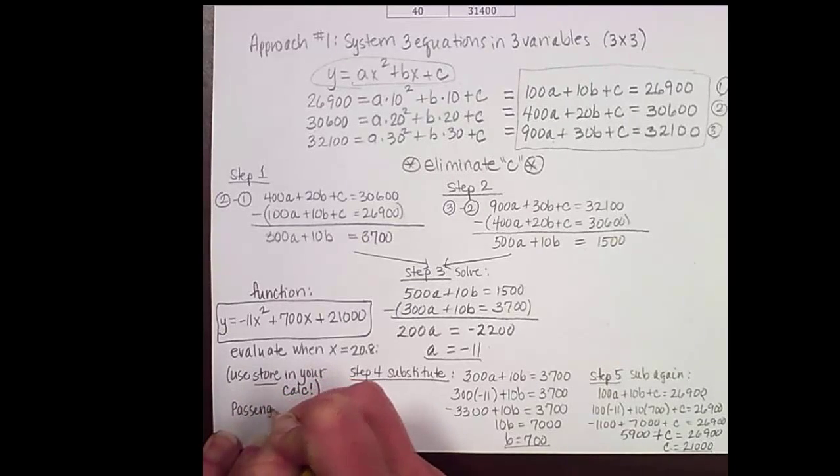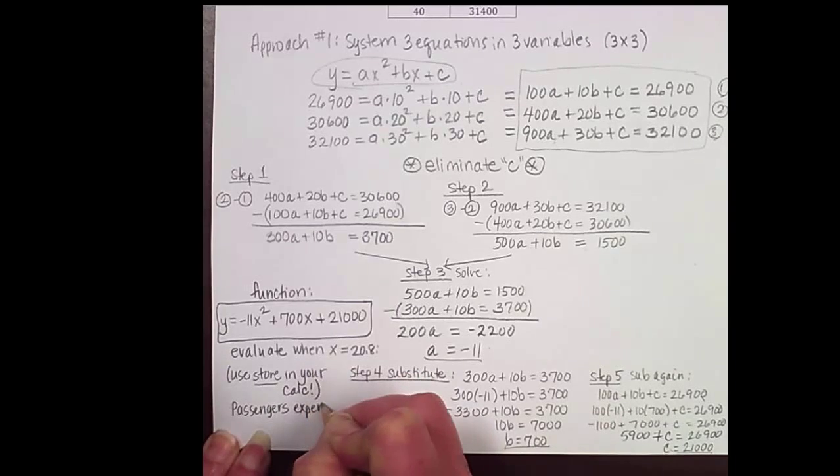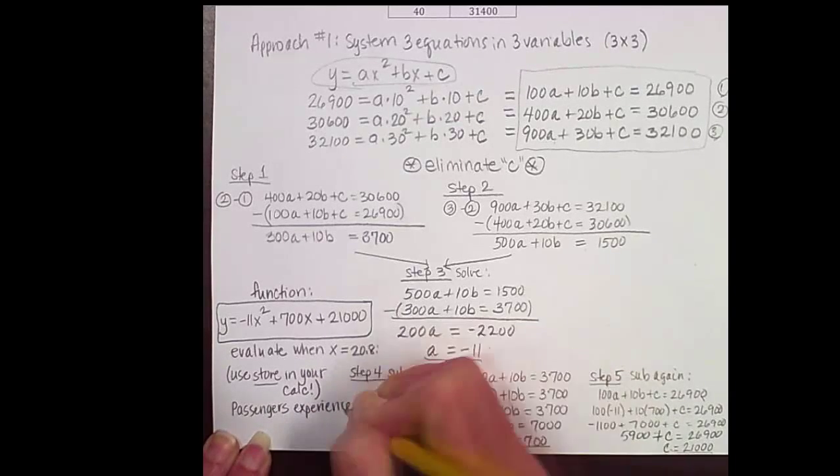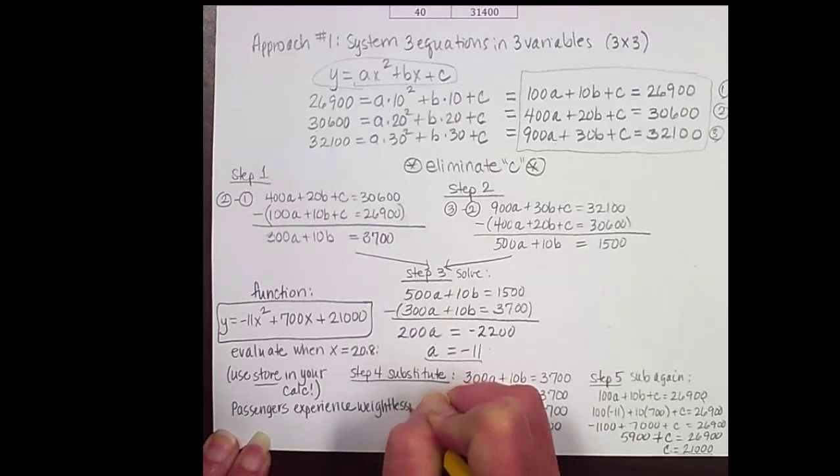And you'll get 30,801 feet. So you want to write a little sentence in context. Passengers experience weightlessness at approximately 30,800 feet.